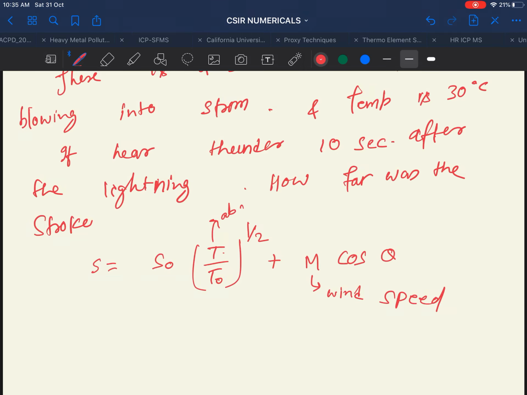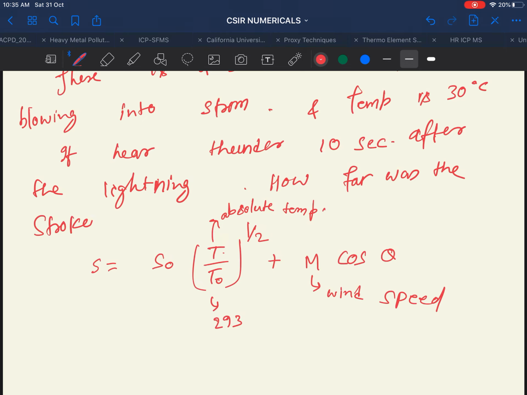Absolute temperature we have to find from this 30 degrees Celsius. Add 30 plus 273 and you will get the absolute temperature. And T naught is basically 293 Kelvin.